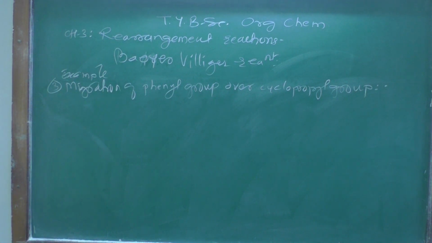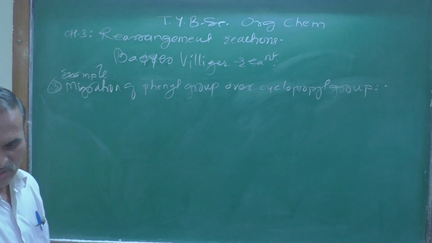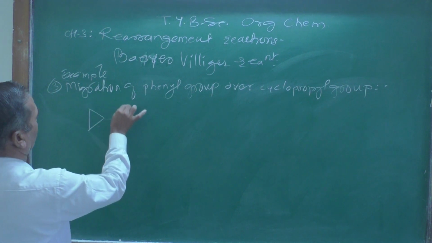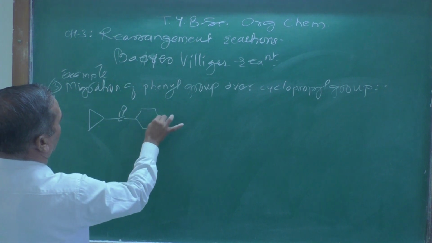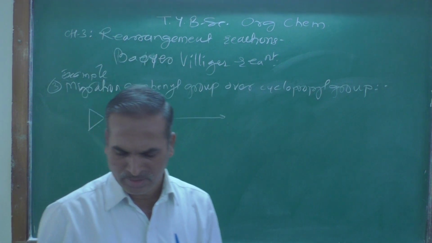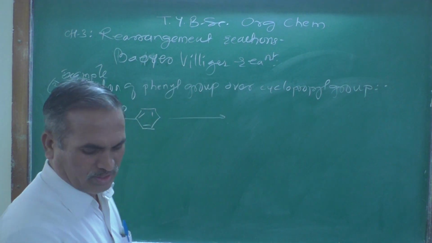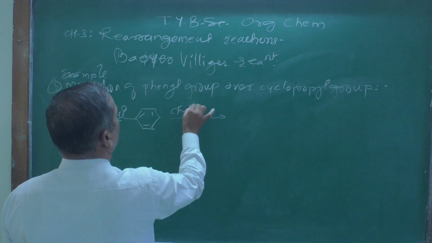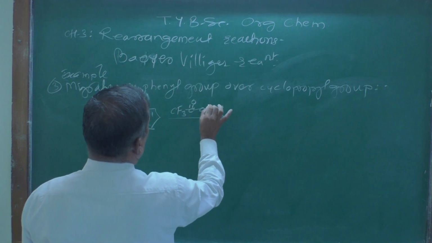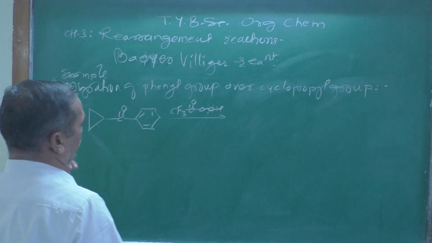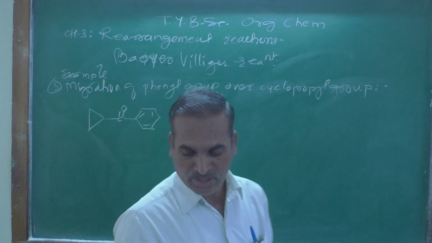Let us see the example here. Which example are we going to see? Let us see this one: C double bond O, then here is a phenyl group. And now let us see, when we are using the per acid, maybe trifluoroperacetic acid, CF3, then C double bond OH.